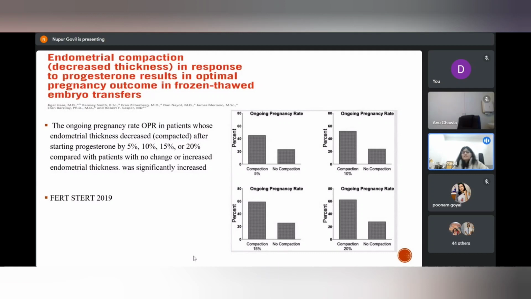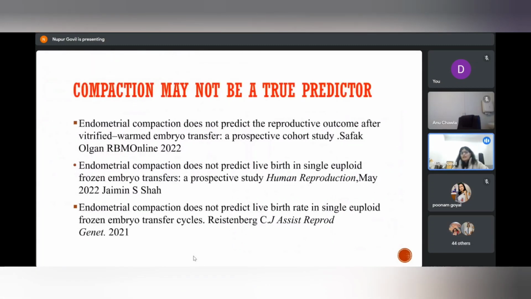So if after starting progesterone the compaction was 5% or 10% or 15%, 20%, the more the compaction was, the higher was the ongoing pregnancy rate. But later on, this concept was refuted by other studies, and they found that compaction does not actually predict live birth rate, and it is not a good predictor of reproductive outcome.